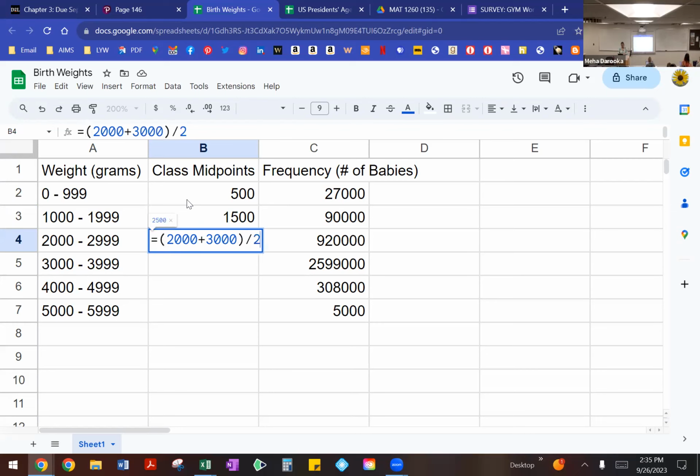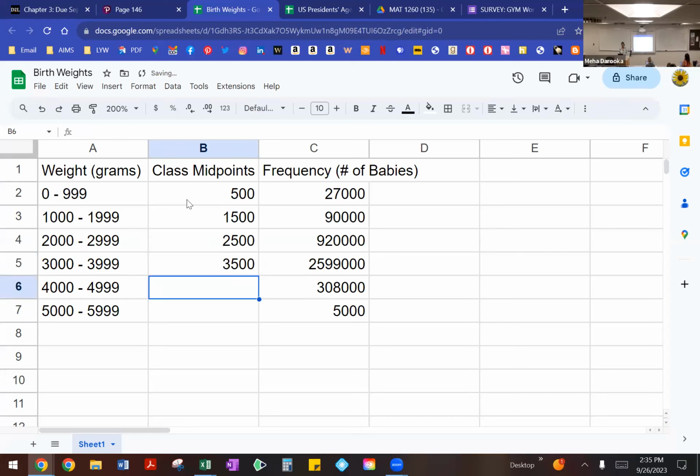And again, divide that by 2, so that should be 25. So again, you can see it's going to increment with that growth of 1,000 even for your class midpoints. This one will be going from 3,000 being added to the 4,000, divided by 2, which would be 3,500. Then 4,000, excuse me, plus the 5,000 divided by 2.